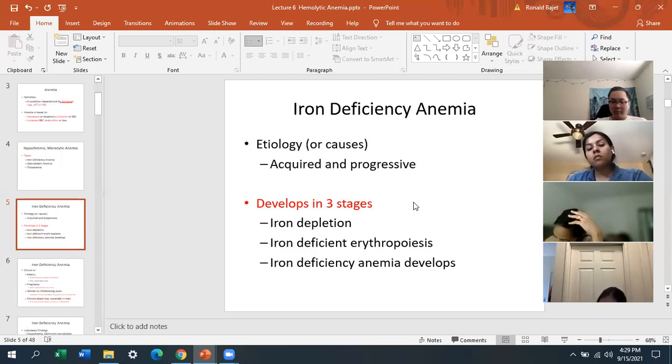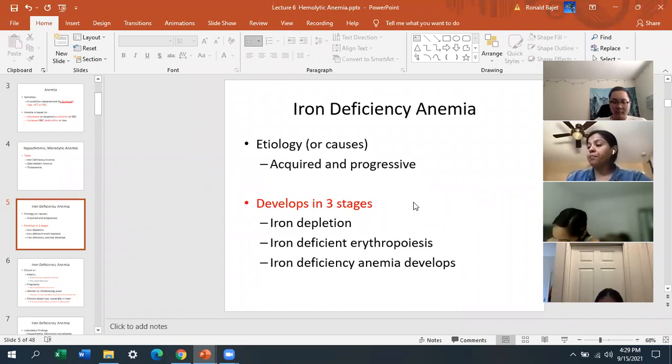Okay. Iron deficiency anemia is acquired and progressive, meaning that you're not born with iron deficiency anemia. If a baby is born and has iron deficiency anemia, it's not because of what they inherited genetically from the mother. If they're born malnourished, that's the acquisition of the anemic state. When they're fed malnutrition, then that's an acquired condition. Iron deficiency anemia is acquired.